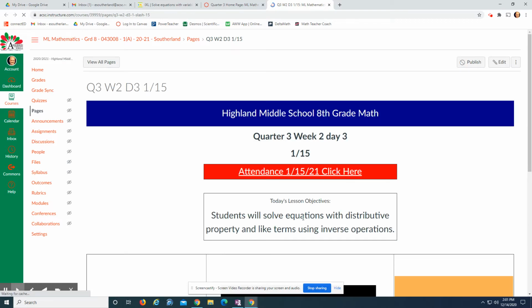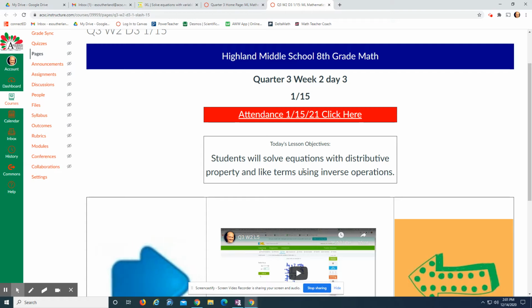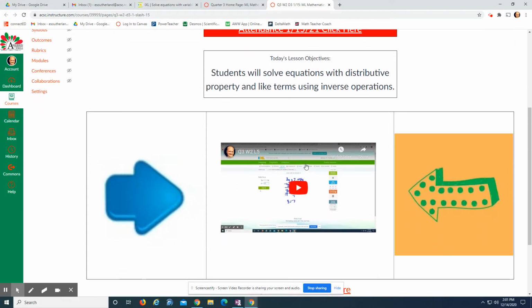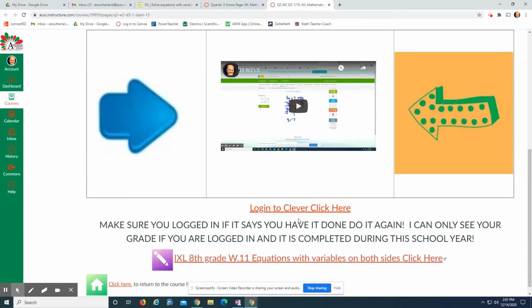And this is where students are going to solve equations with distributive property and like terms using inverse operations. The equations will be on both sides. This video will be posted right here.